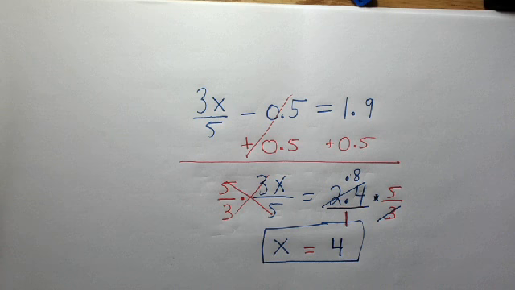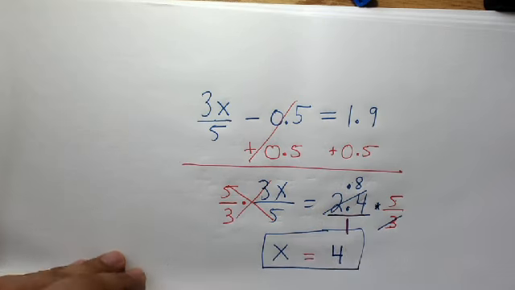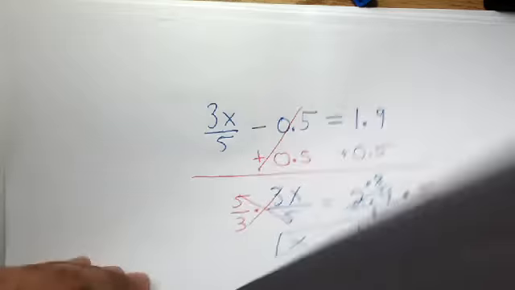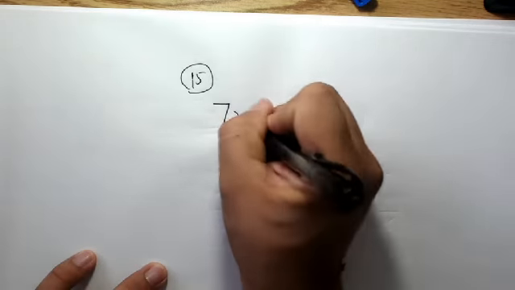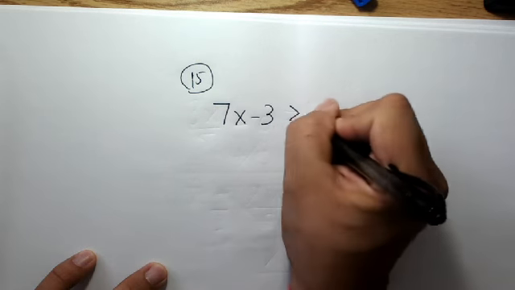Number 15 was also assigned. Number 15 says 7x minus 3 is greater than or equal to 9.